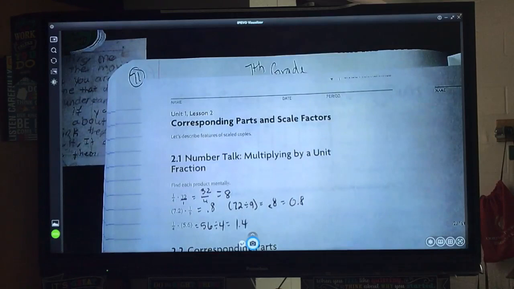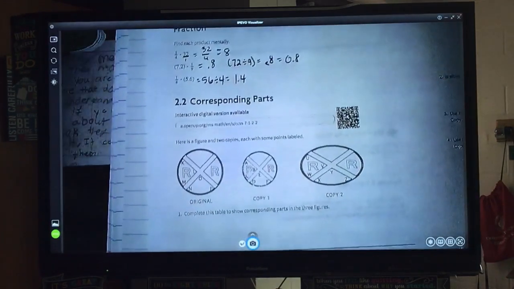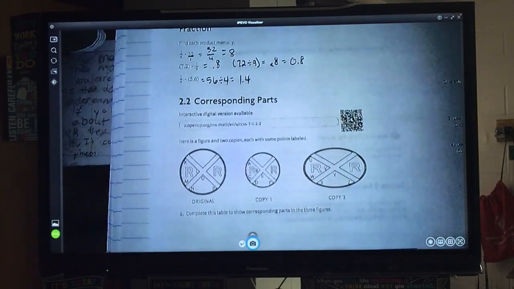Stretched, okay? Or shrunk or squished together. So keeping that in mind, a scale copy is something that is either multiplied by the same thing all the way around or divided by the same thing all the way around. Let's look at the corresponding parts. So it says here's a figure and 2 copies, each with some points labeled. It says complete the table to show the corresponding points in the 3 figures.